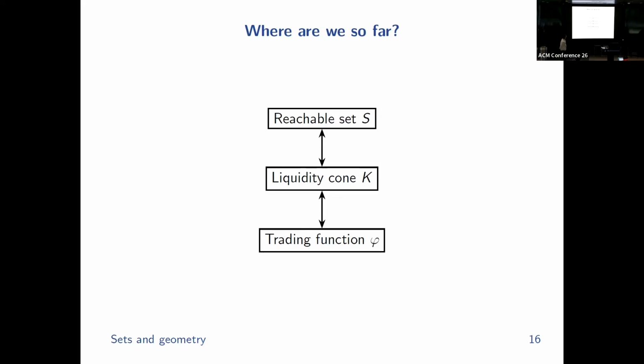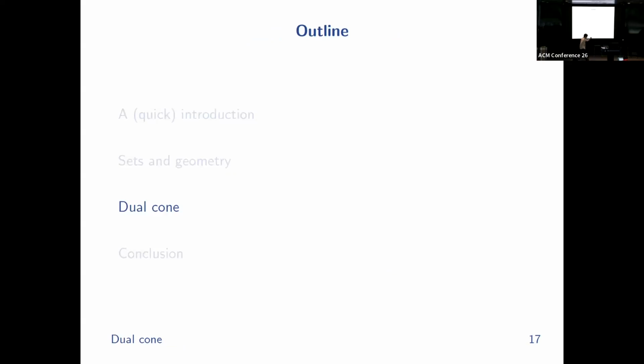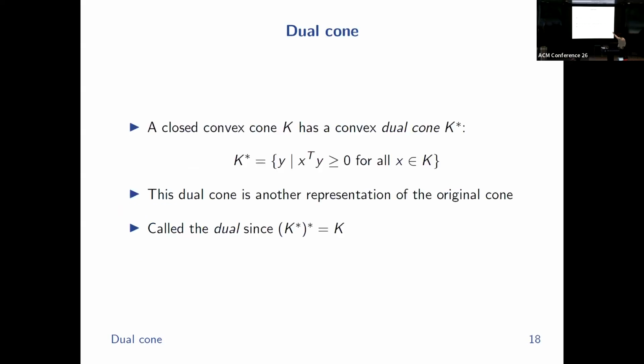Okay. So we have the bijection between the liquidity cone, the reachable set, and the trading function. And so sometimes we can move across any of these objects. When you have a cone, the first thing that you should think of in convex analysis is to take its dual. There are often beautiful economic interpretations of the dual, and it has some nice properties. So I'm just going to put the definition up there.